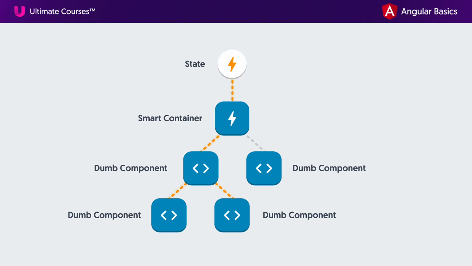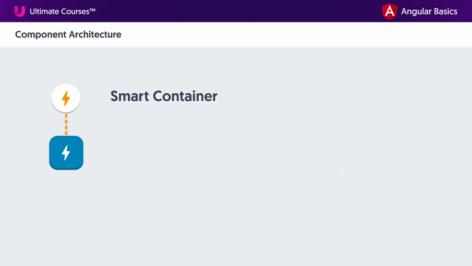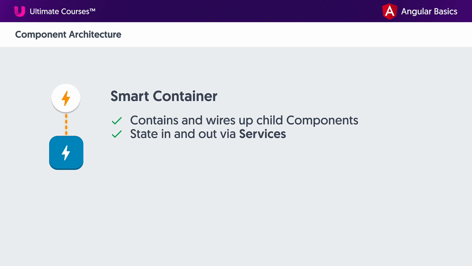So let's put the brakes on, and I want to jump in and expand a little further on what we mean by these. Both of them are in fact components, but differ in a very subtle but important way. So here are some typical characteristics of a smart container component. Now, first things first, it's quite obvious. A container component contains child components and it wires the data and events up in them. State then travels in and out via our services, and this is a crucial aspect of the difference between a dumb and a smart container.